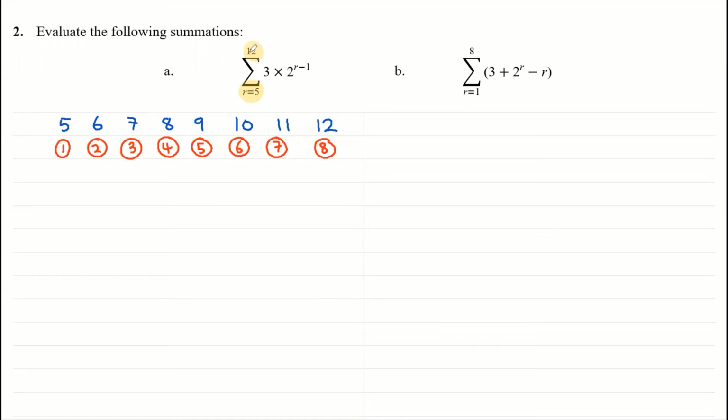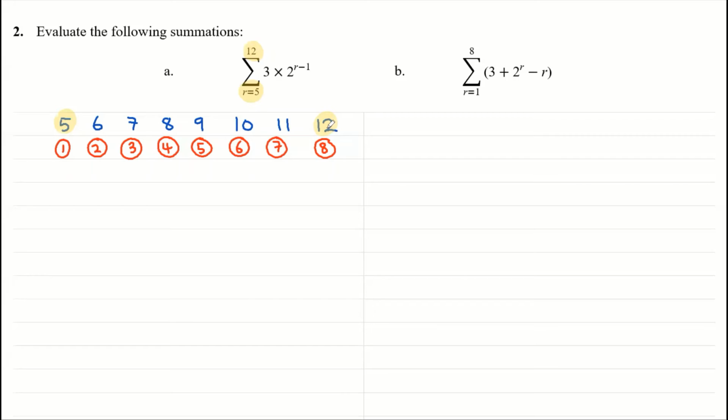Now, what I've done, just to sort of emphasize the point I'm trying to make, the 5th term of the series is our first term essentially, and the 12th term of the series is essentially our 8th term. And you can see that because if the 5th term is now going to be the first term that we're evaluating, there must be 8 terms in this series, because the natural numbers 5, 6, 7, 8, 9, 10, 11, 12, there are 8 of them.